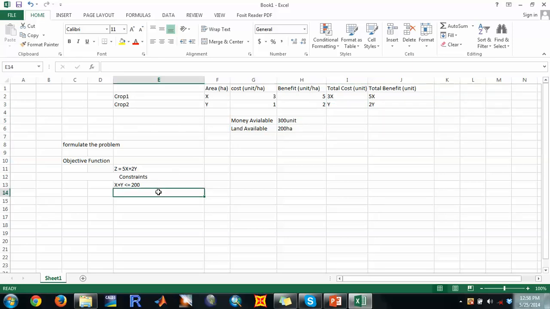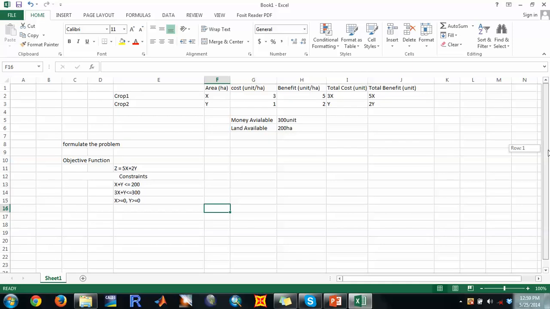So we can create that 3x, which is the cost of crop 1, plus y, cost of crop 2, should be less than or equal to 300. This is one. And the other thing is that x and y are positive values, because the area cannot be negative, which means whatever you do, x should be greater than or equal to 0, and y should be greater than or equal to 0. So these are the conditions.